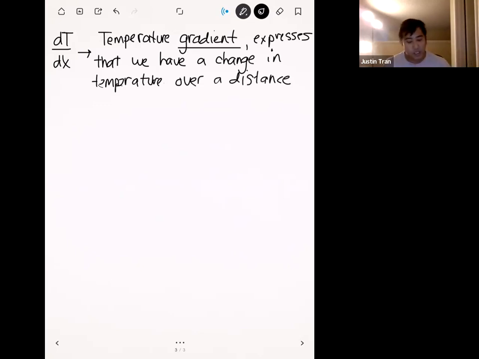Because remember what we talked about on Monday, the number one rule of heat transfer: heat goes from hot stuff to cold stuff. And so if you have a hot temperature and a cold temperature, that naturally means you have a temperature gradient. This term tells us that in order for heat transfer to occur, we have to have a temperature gradient. There needs to be a hot end and a cold end, and then the heat is going to go from the hot to the cold end.